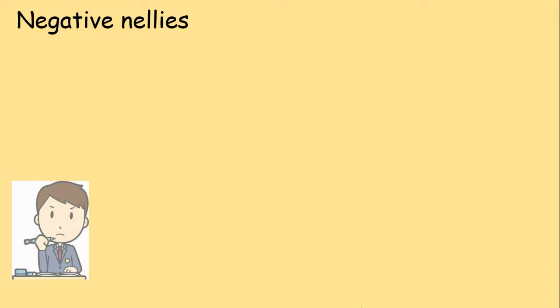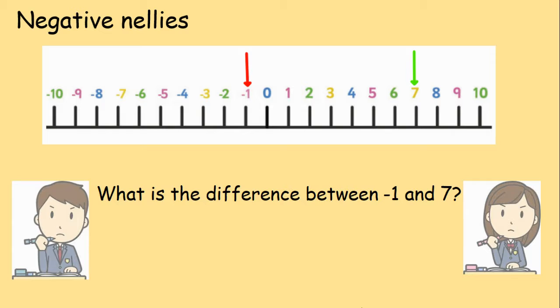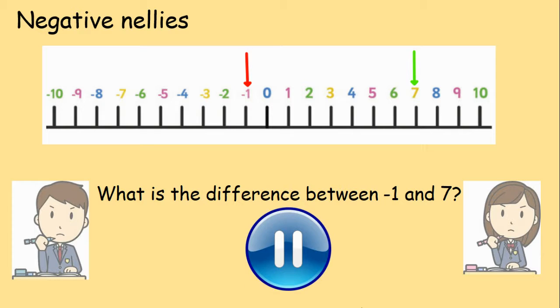Let's move on to negative Nellies. Today we're finding the difference between -1 and 7. Press pause now to work out your answer, and then press play once you are ready.